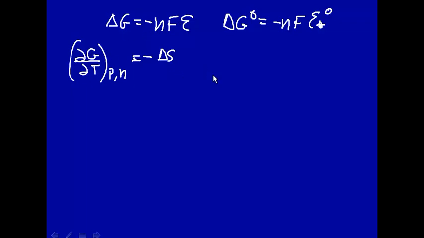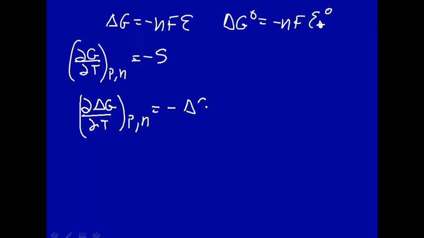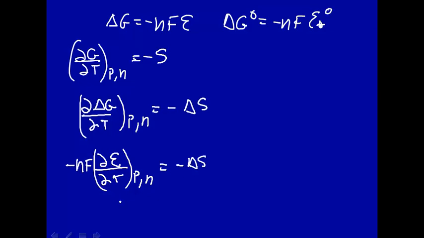If we look at how delta G changes with temperature at constant pressure and number of moles, that's going to be minus the change in entropy. So let's substitute for delta G this expression here, and N and F are constant: minus NF, how E changes with temperature at constant pressure and number of moles, is equal to minus delta S. Or E changes with temperature at constant pressure and number of moles is just equal to delta S over NF.